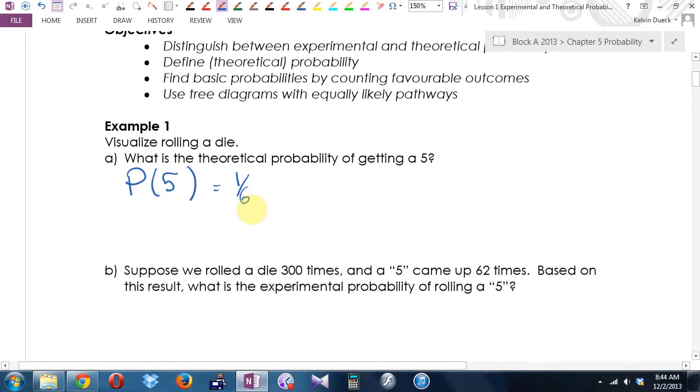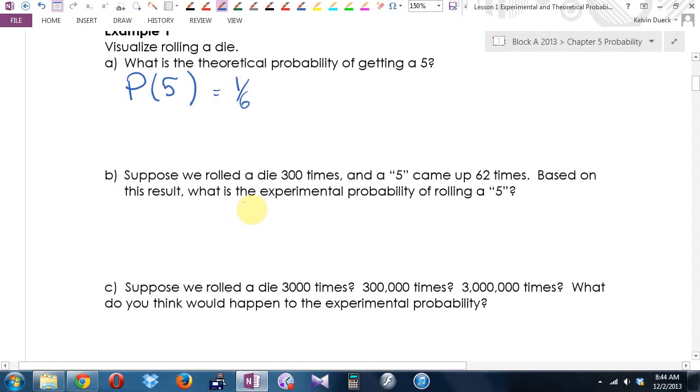Does that mean if I roll it 6 times, I'm guaranteed to get exactly 1 five? Or better yet, B, suppose we rolled a die 300 times and a 5 came up 62 times. Based on these results, what's the experimental probability of rolling a 5? Well, if you did the experiment, you would say the experimental probability is 62 out of 300.